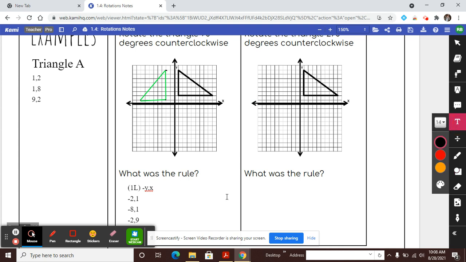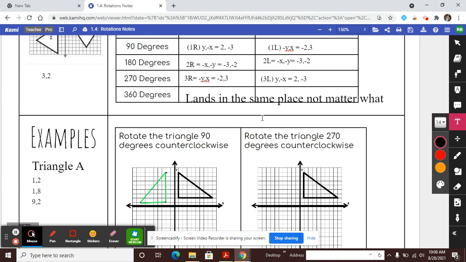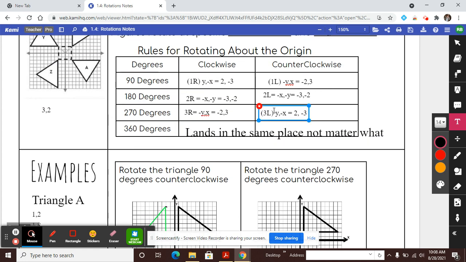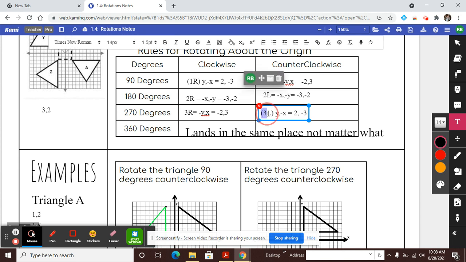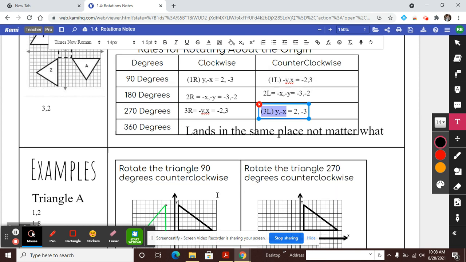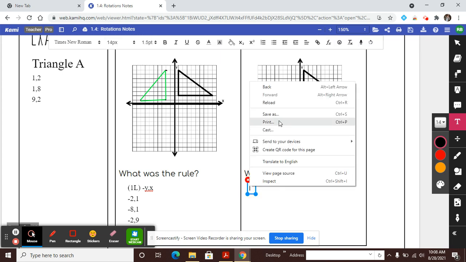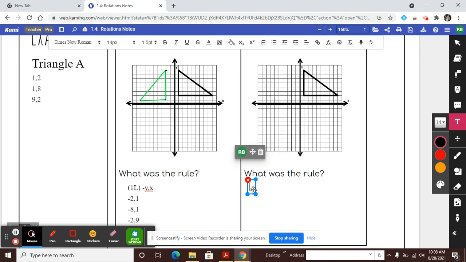Okay. Our next one, we're doing 270 degrees counterclockwise. Well, let's go up there. 270 degrees counterclockwise, that is going to be this. So we're moving 3 left. We're changing our order, and we are changing the sign of X. So I'm going to go ahead and put that down here so that you can see it, maybe. Okay. So in that case, I'm going 3 left from here. So that's 1, 2, 3.